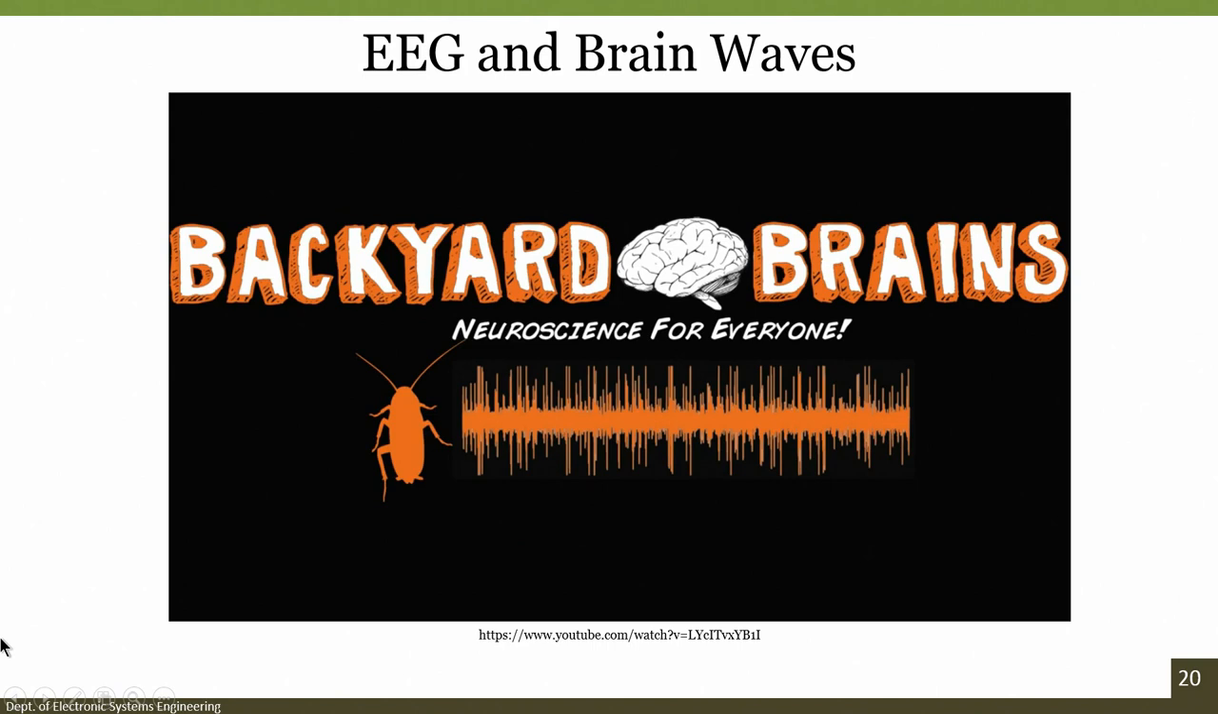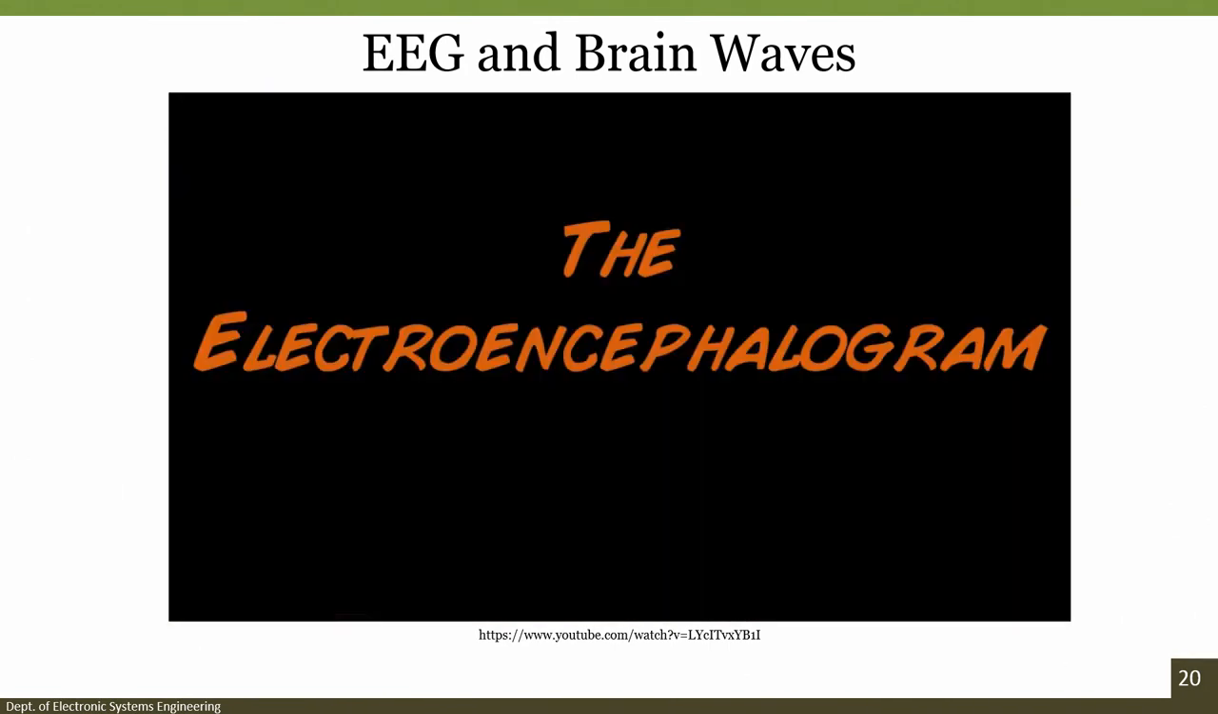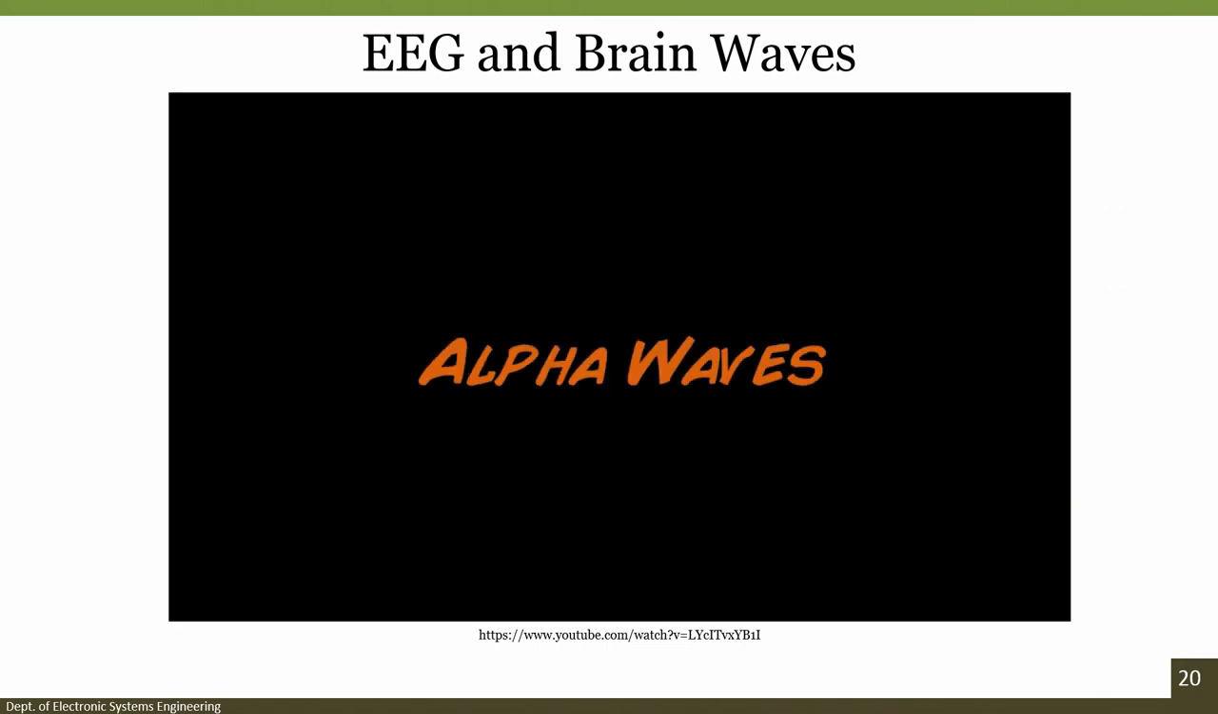Now, let us see the second video. Backyard Brains presents: the electroencephalogram, also known as the EEG. Observe the alpha waves of the visual cortex of the human brain.